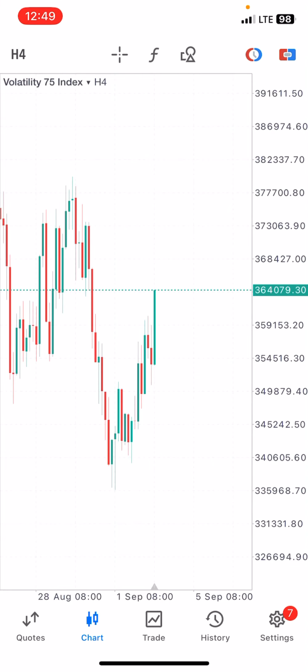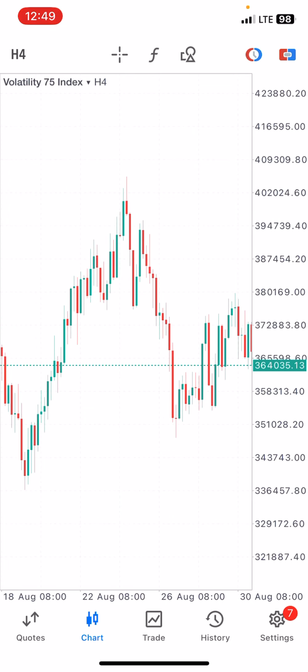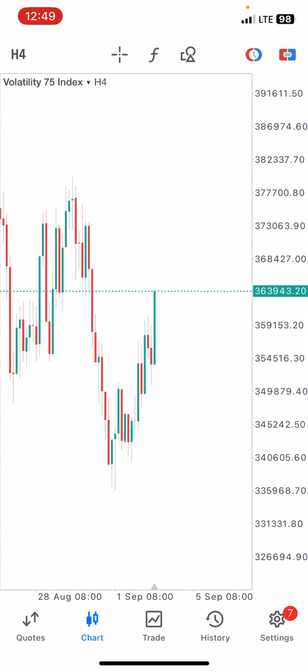This is Munya, and today we're going to be looking at volatility indices strategy, and we're going to be taking a look at some of the volatility indices that we have right here.